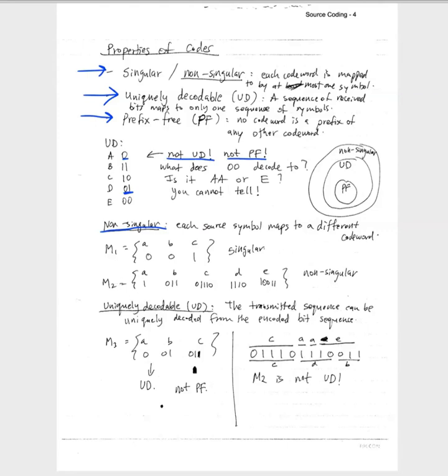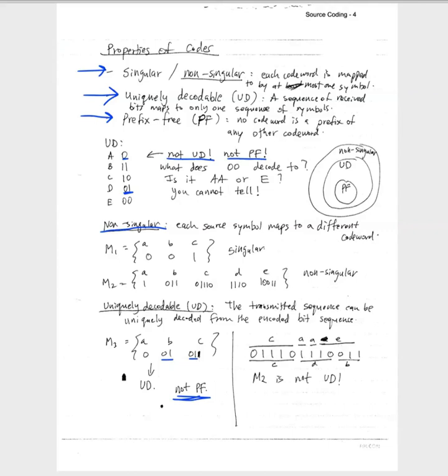Then we have the idea of uniquely decodable. The transmitted sequence can be uniquely decoded from the encoded bit sequence. So here's a 3-symbol code. This is 0, 01, 011. Now, do you see that this is not prefix free? Because 0 is a prefix of 01 and 011. In fact, 01 is a prefix of 011. Okay, so this code is not prefix free, but this code is uniquely decodable.